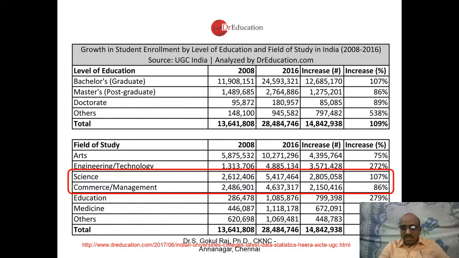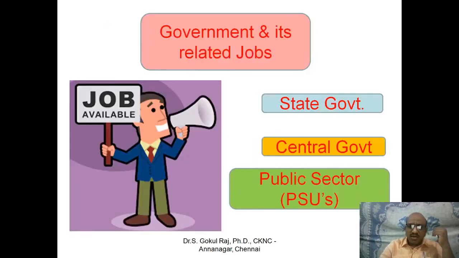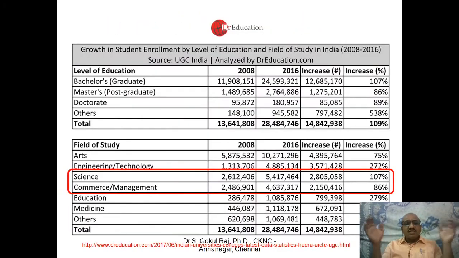So it is not that we are going to end up only in science, commerce and management, where we have a lot of other things. So it is our role. The student has a wide range of opportunity in terms of government job, private job and self-employment. So we do have a large sector, and people have to think about it for future technology development.